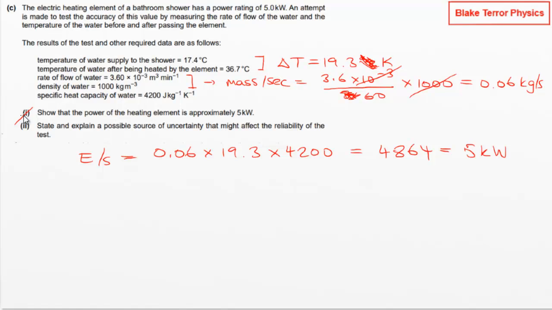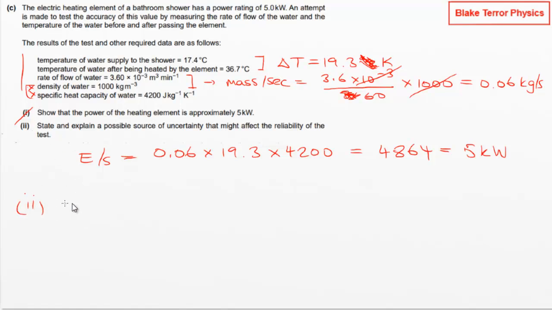State and explain a possible source of uncertainty that might affect the reliability of the test. Right, so what can go wrong with these bits of data we've got here? Not so much these bottom ones. The density of the water isn't going to change that much, I wouldn't have thought, or the specific heat capacity. It's going to be that the flow rate might change. We might get different water pressure. So let's go with that.